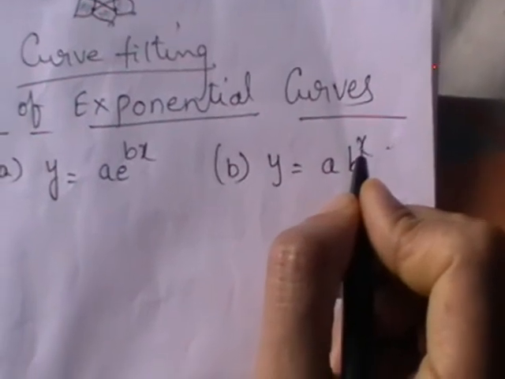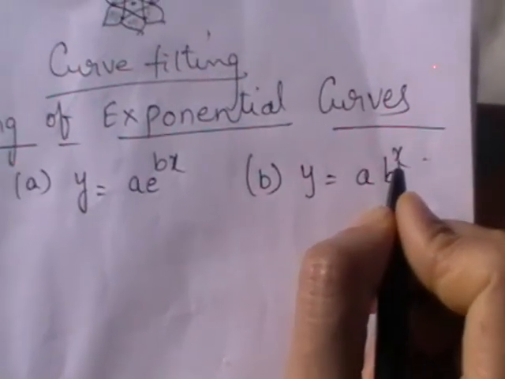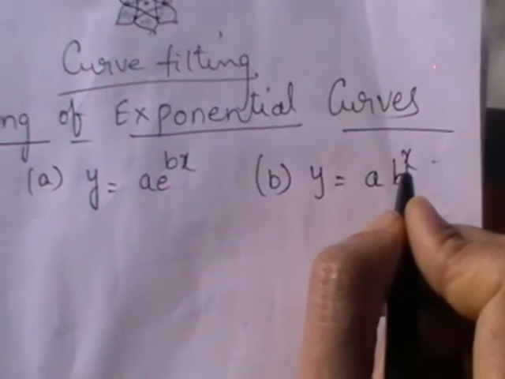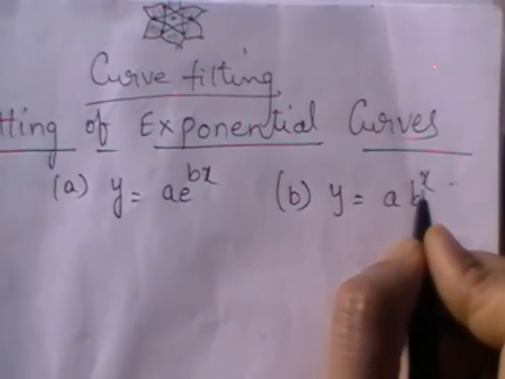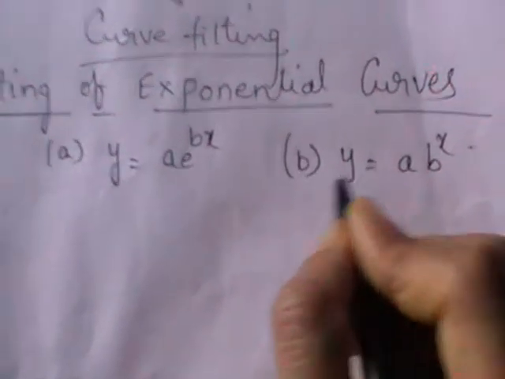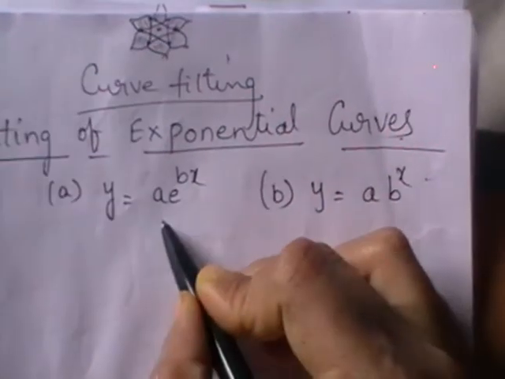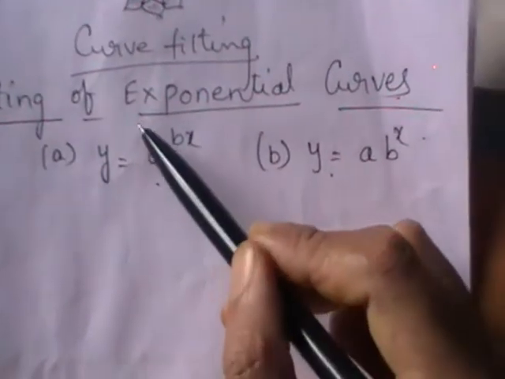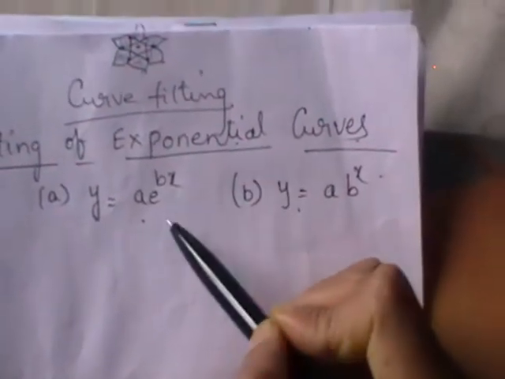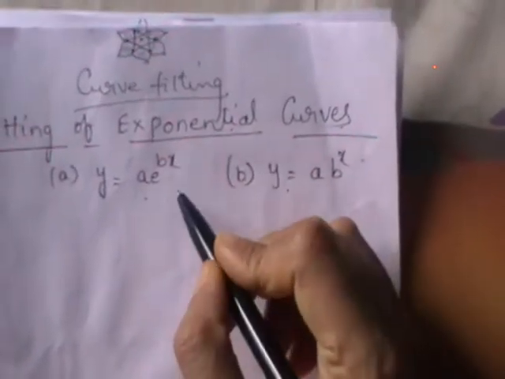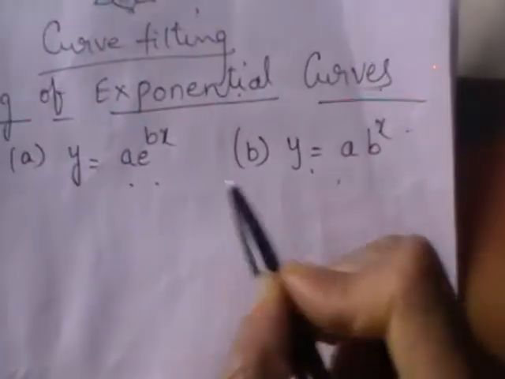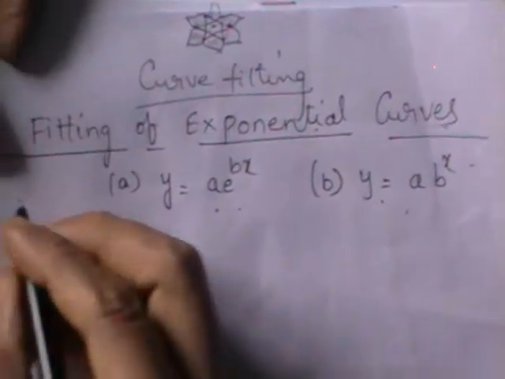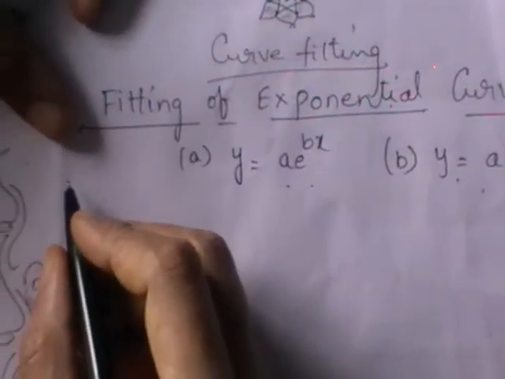Y is equal to a plus bx, straight line. Y is equal to a plus bx plus cx square, second degree polynomial. And exponential curves, this is the first form and this is the second form. In an examination you may be asked to write the procedure of fitting of an exponential curve, meaning either of these. If they specify, you should write the procedure for the corresponding one. So let us see those two.